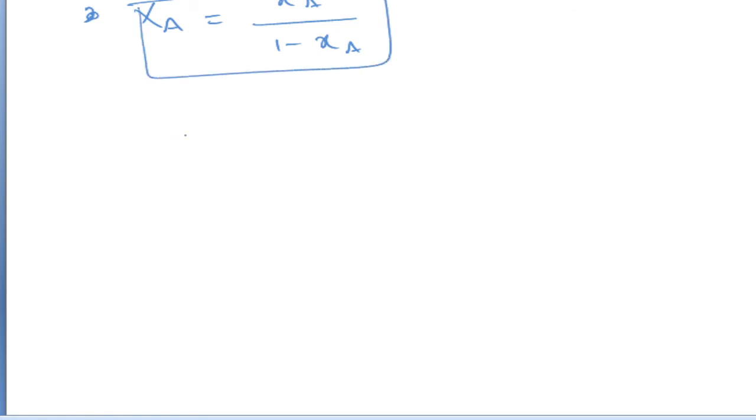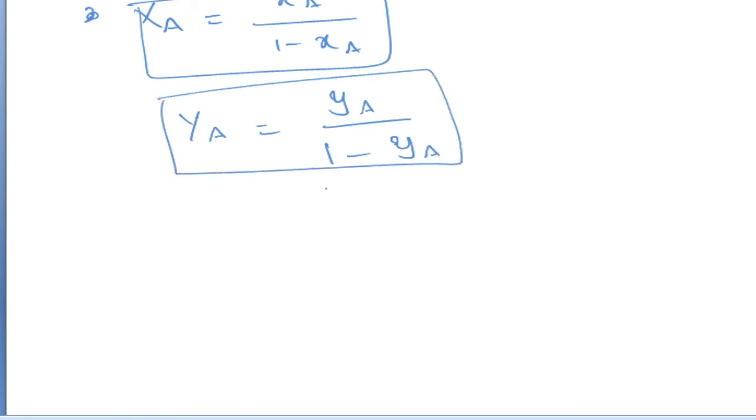In this way, for a gaseous phase also you can write the mole ratio of component A in the gaseous phase is equal to the mole fraction of component A in the gaseous phase divided by 1 minus the mole fraction of component A in the gaseous phase. Similarly, if you want to express mole fractions in terms of mole ratios, you can just rearrange the equation and you can get this equation.